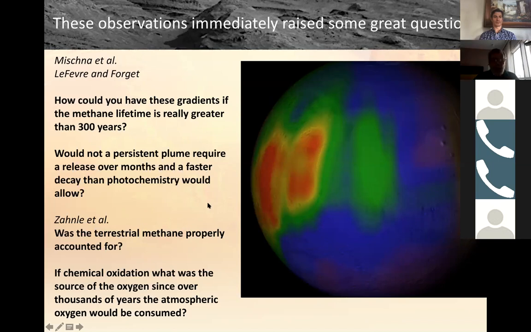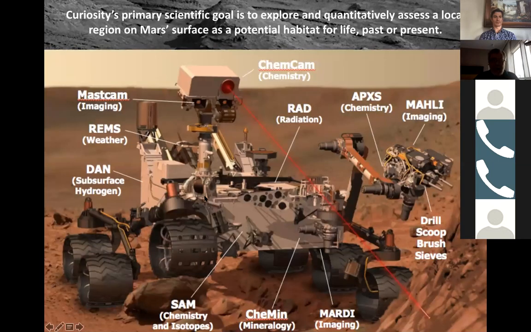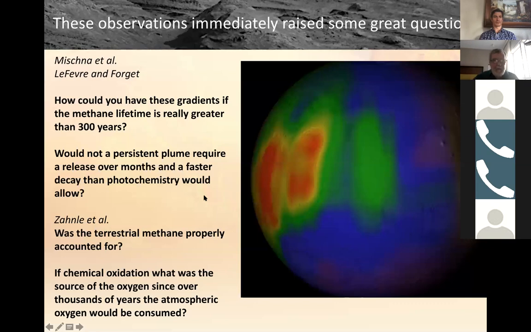And then there were even questions with regard to the measurement itself. For example, Kevin Zahnle published a paper asking, was the terrestrial methane properly accounted for? And if, for example, the methane was going away by some chemical oxidation, there's not much oxygen in the atmosphere of Mars. It should have been depleted over tens of thousands of years. So what on Earth is going on? Well, maybe what on Mars is going on there? And so, lots of uncertainty.